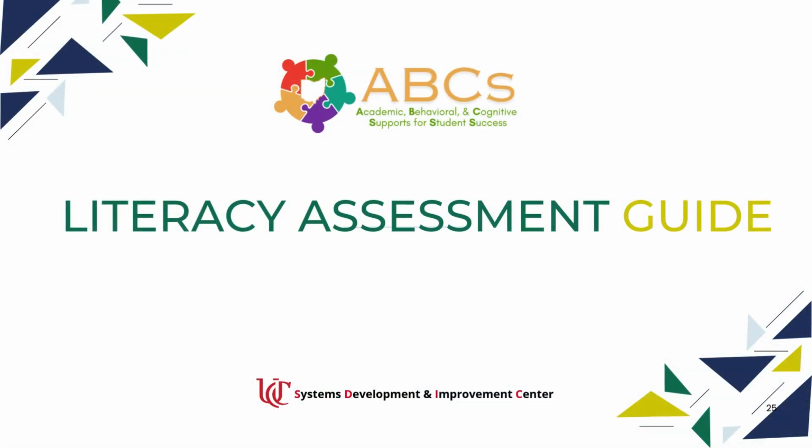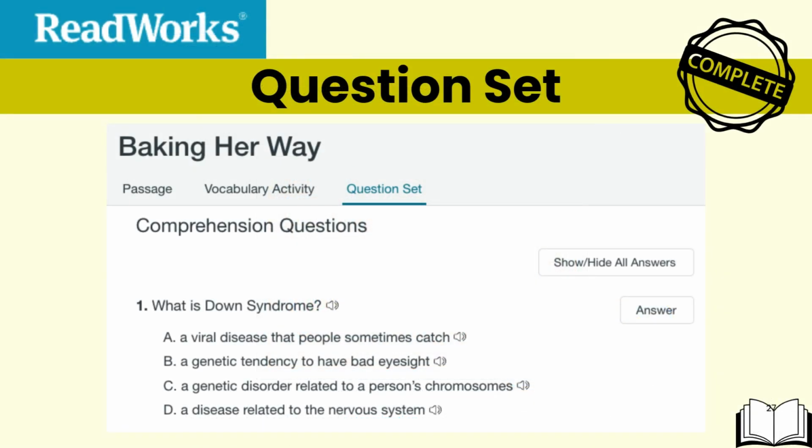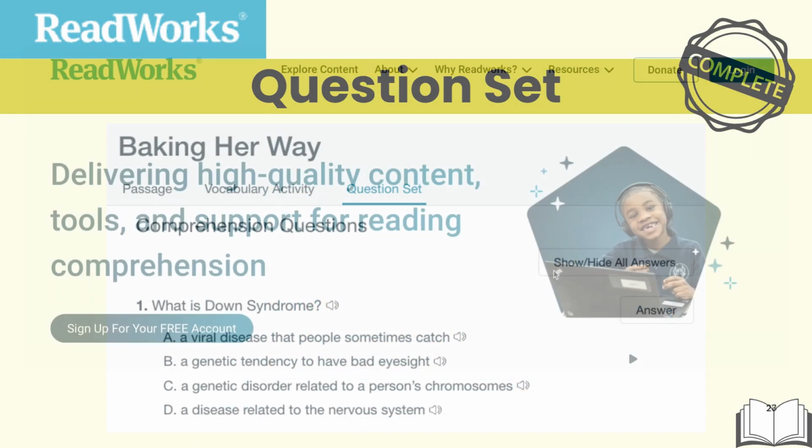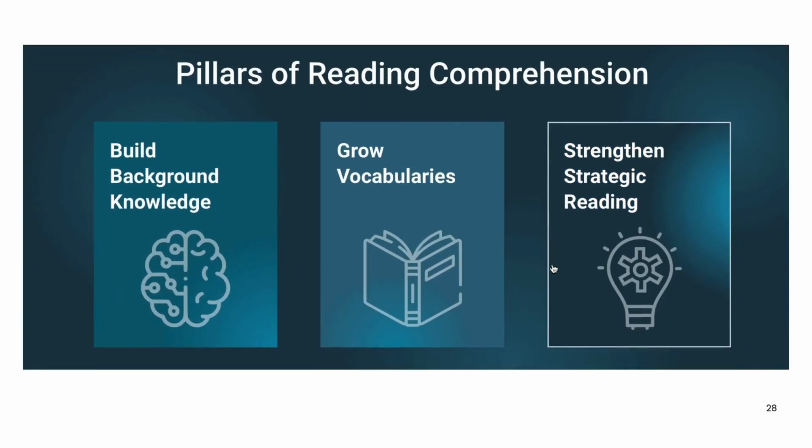Now let's look at the Literacy Assessment Guide. This guide also features a variety of ways to track student progress. The intervention uses ReadWorks passages and question sets to progress monitor, starting with a pre-assessment. ReadWorks is a nonprofit organization that offers high-quality reading passages and question sets, all based on the science of reading.